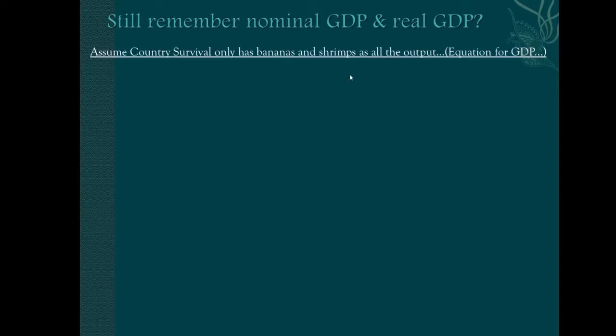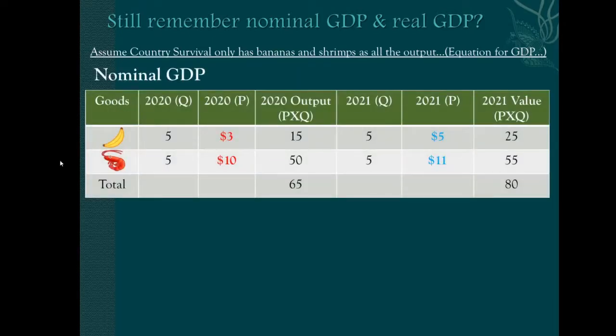And it's a closed economy. So how do we find nominal GDP, when we really want to calculate it in detail? Take a look at this once again. We only have two items in this economy. There's nothing else, because we only have bananas and shrimps as the output.